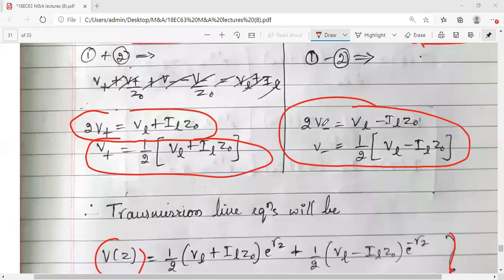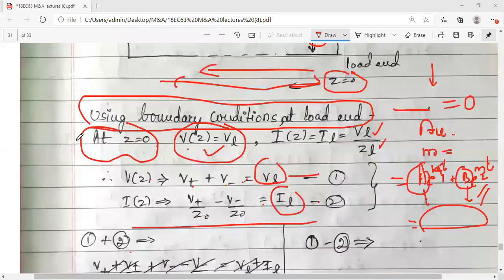Let me start. Only 5 minutes. I'll just derive those two equations and I'll stop.